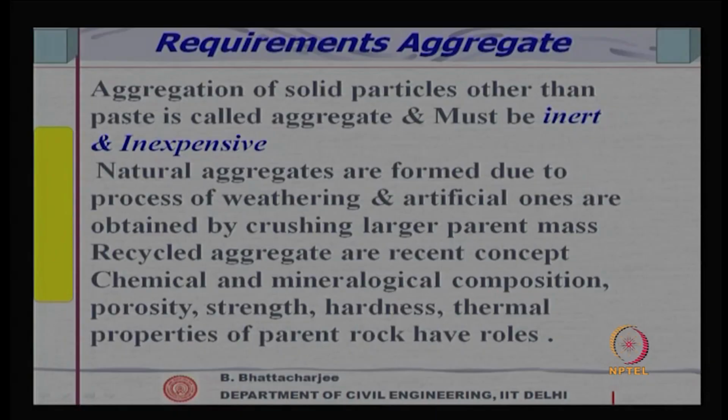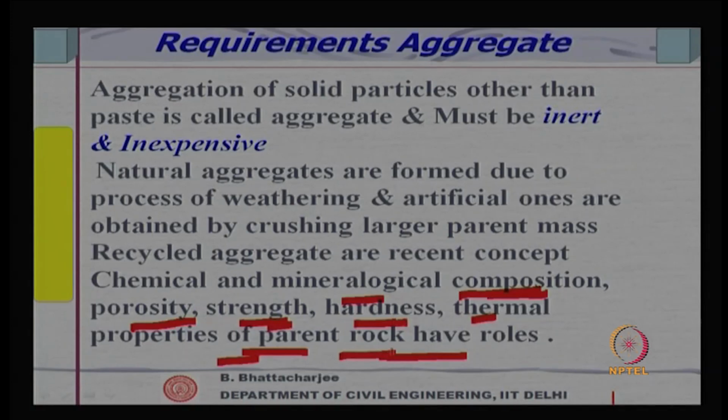Chemical and mineralogical composition are important. Porosity, strength, hardness, thermal properties all have their origin in the parent rock. So, the chemical and mineralogical composition, porosity, strength, hardness, thermal properties, it all depends upon the parent rock itself.